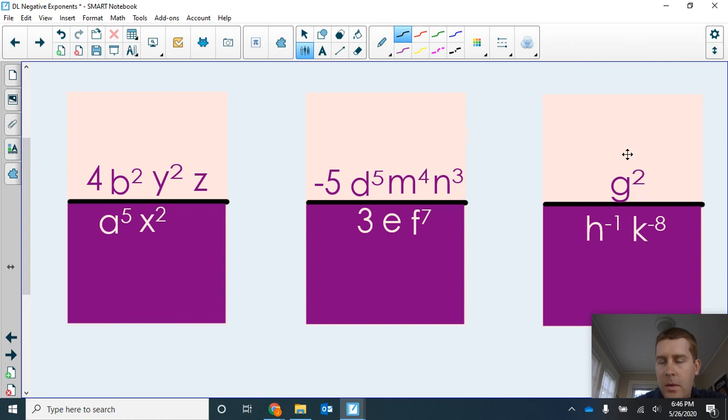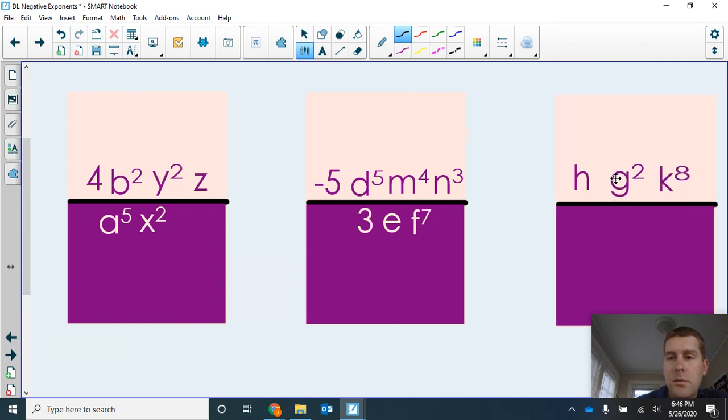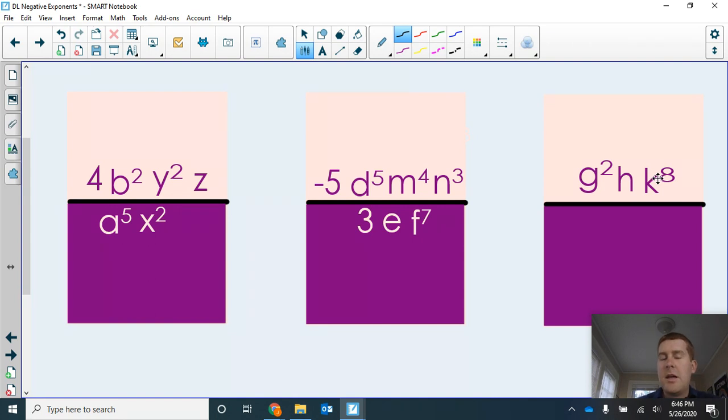Okay. Now, next one. I want to simplify this one. All right, so I have all positive exponents in my numerator, so we're good. But both terms or both pieces in my denominator have negative exponents, so we've got to fix those. I mean, both powers, I should say. Okay, so let's move them both to my numerator. And I'm going to put them in alphabetical order. There we go. Okay, so now we have all the positive exponents.